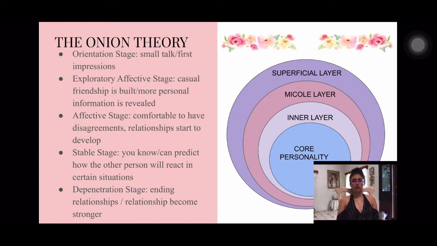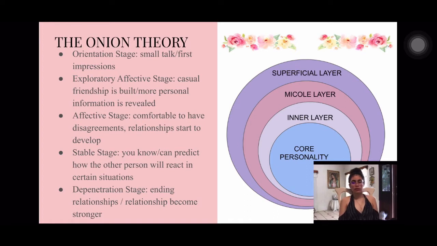So in the textbook, there's this superficial layer, macro layer, inner layer, and core personality. But being more specific, there's the orientation, exploratory, affective, stable, and the penetration stage. So in the orientation stage, small talk and first impressions are made. Then we move on to casual friendship being developed, and then to a more affective stage, which is where you're more comfortable having disagreements with the other person.